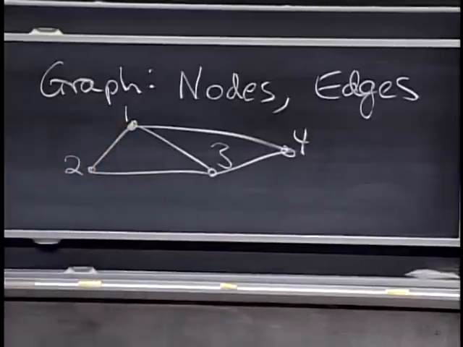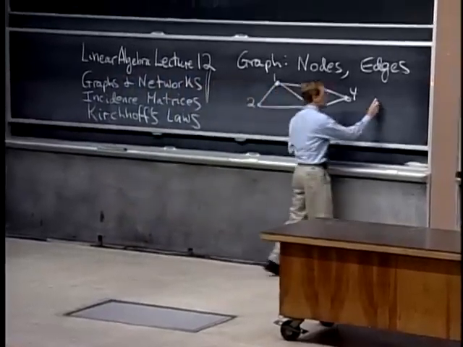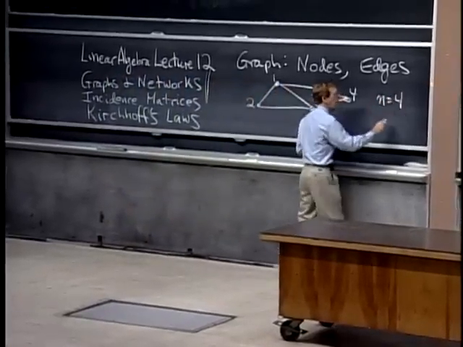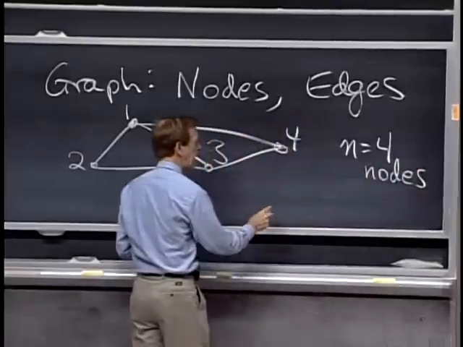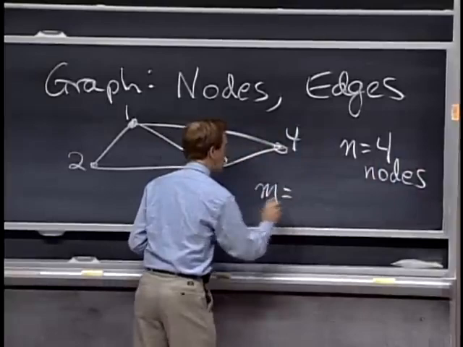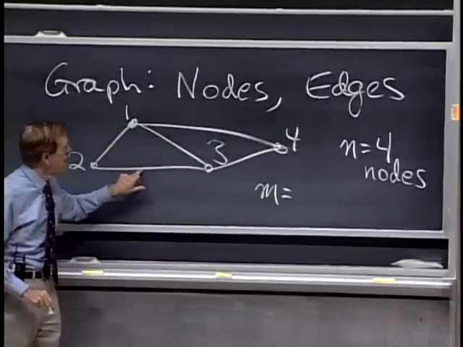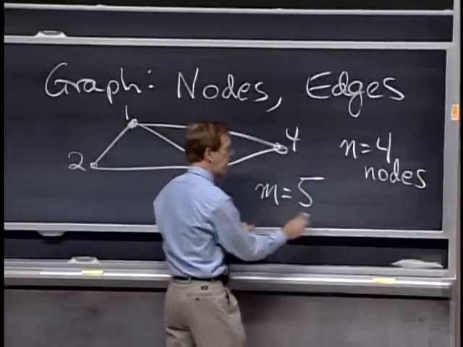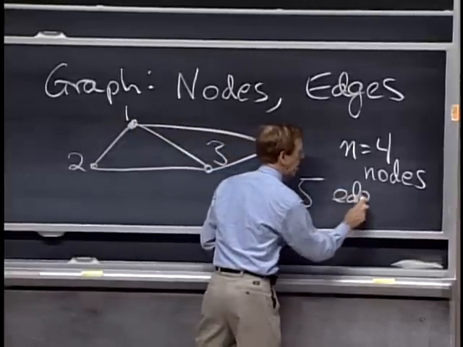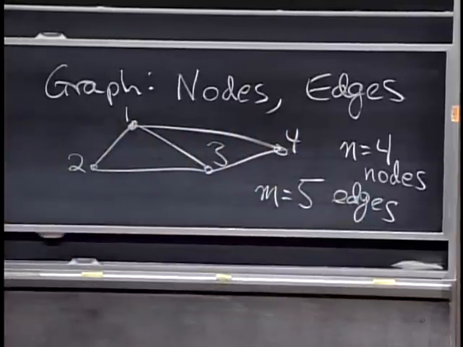So there's a graph with 4 nodes. So n will be 4, n equals 4 nodes. And the matrix will have m equal to the number of edges. There will be a row for every edge. So I've got 1, 2, 3, 4, 5 edges. So that will be the number of rows. And I have to write down the matrix that I want to study.